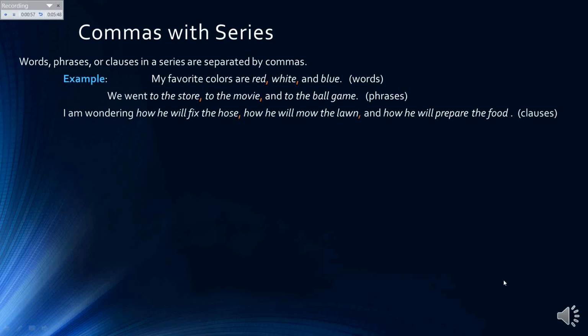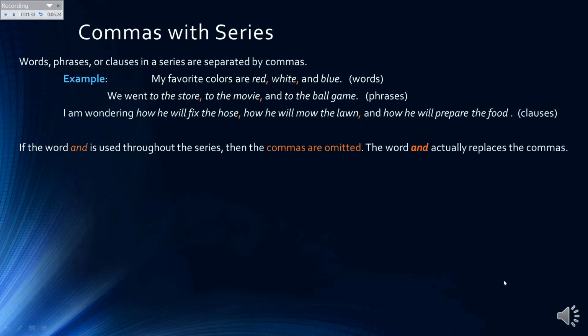Here we're going to have all clauses. I am wondering how he will fix the hose, how he will mow the lawn, and how he will prepare the food. Notice that aside from all being clauses, they also start with that same word, how. On the SAT, this is important. In the issue of parallelism, which we will take up very soon, you'll find that when we have a series, a list of things, if you can begin with the same word, it makes a better sentence.